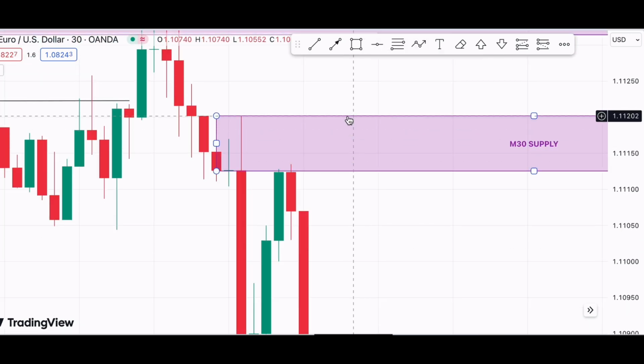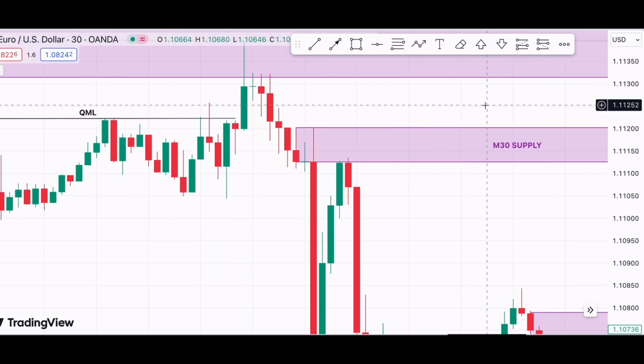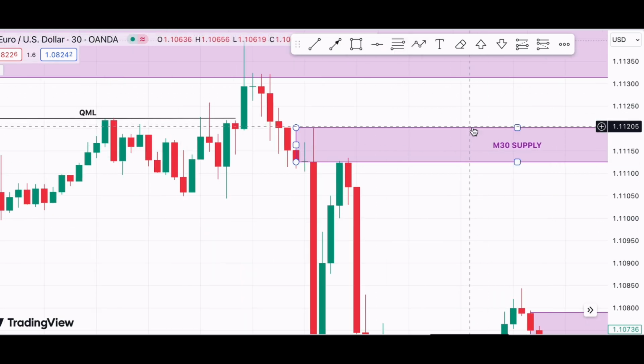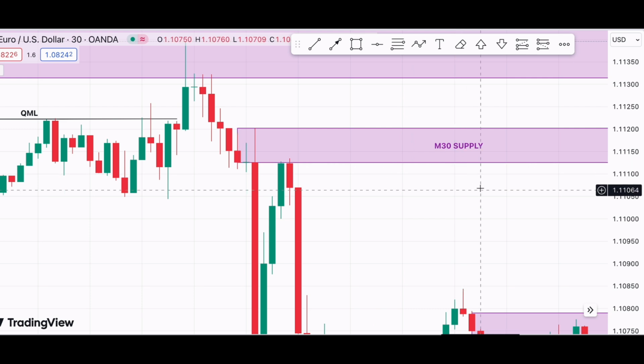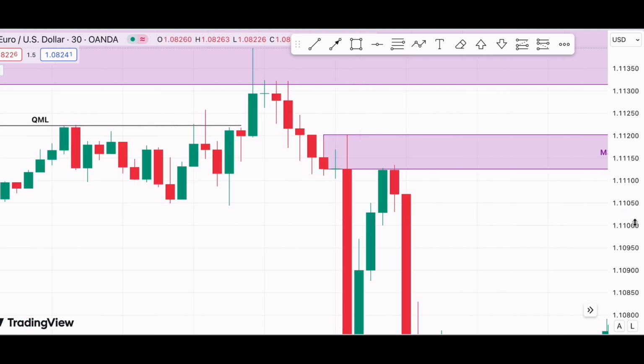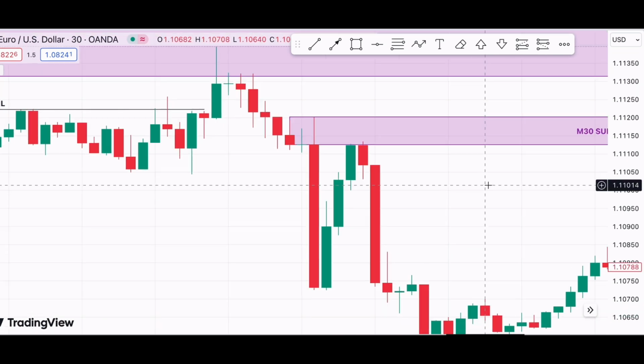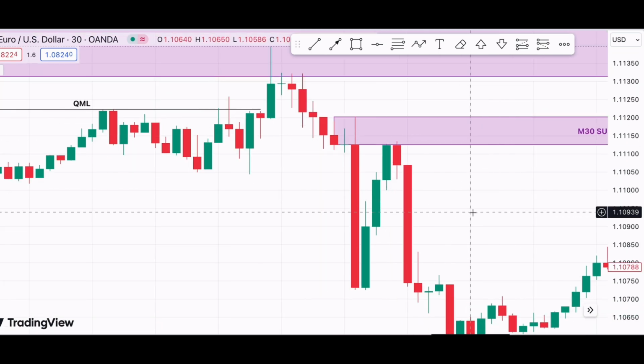So the M30 zone, how many pips do we have? Only 7.5 pips. For this zone, very small. After we refine the zone in M30, from 40 pips, right now we have refined the zone into 7.5 pips, not even 10 pips. So the zone is even smaller, so our risk is even smaller. So this is how we can increase our risk reward ratio.